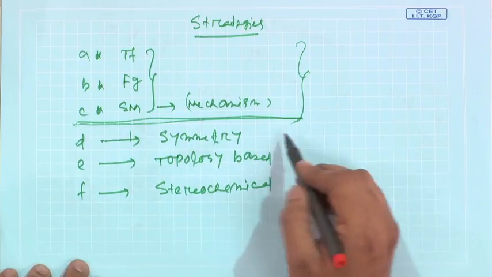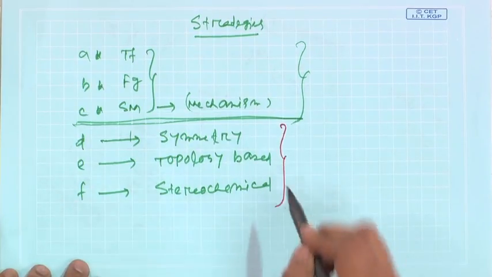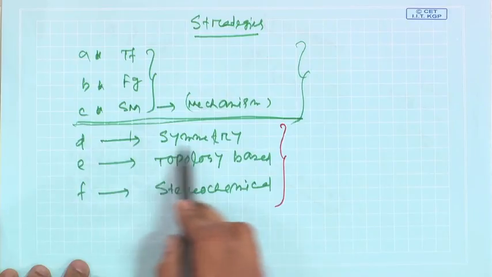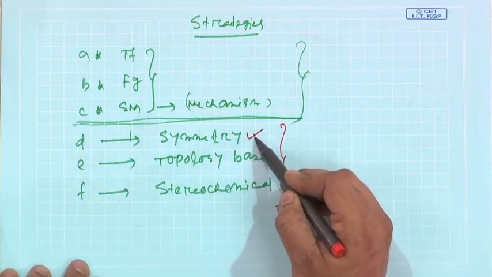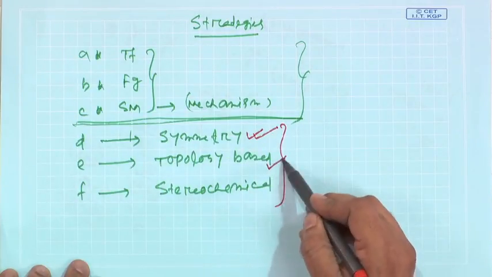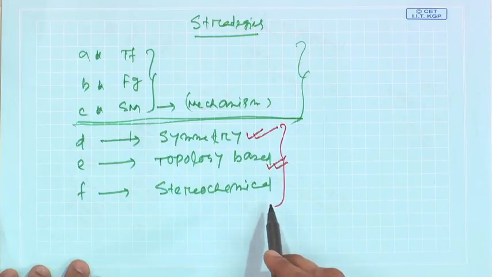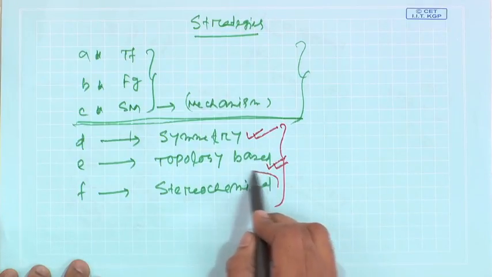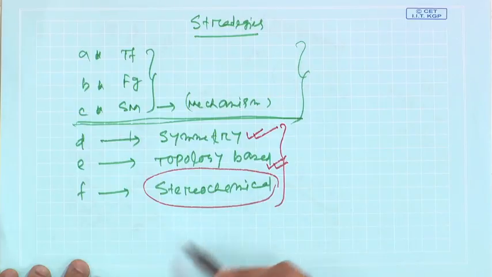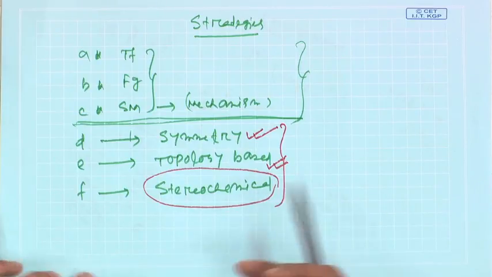Now, the remaining part of the lecture will first focus on symmetry based strategies, then we will talk about topology based strategies, and then stereochemical based strategies, and then we will have a concluding remark and sum it up. So, please go through the entire transformation, functional group and starting material based strategies. We will see you in the next lecture. Till then, goodbye.